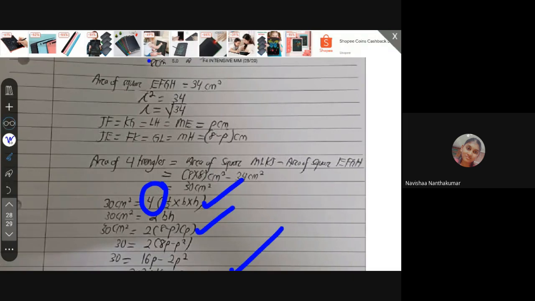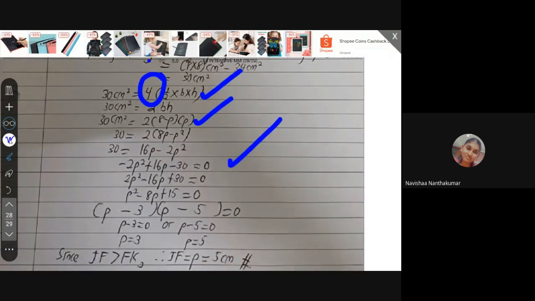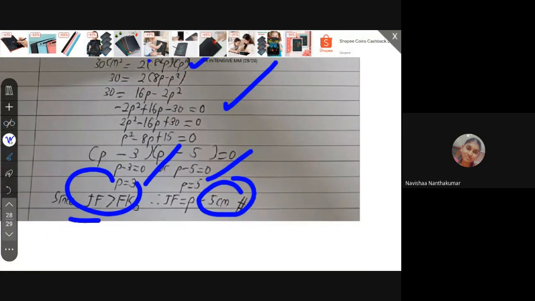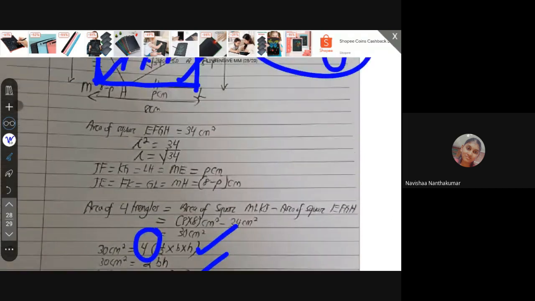Okay, so after that, quadratic lah. Macam mana ungkapan kuadratik kamu untuk cari nilai ni. Tapi kamu akan guna satu nilai saja. Why? Sebab mereka bagi tahu keadaan kat sini. The length of JF must be longer than FK. Maksudnya JF akan ambil nilai P yang lebih besar lah. Sebab JF tu adalah P. Berdasarkan wajah yang ni.